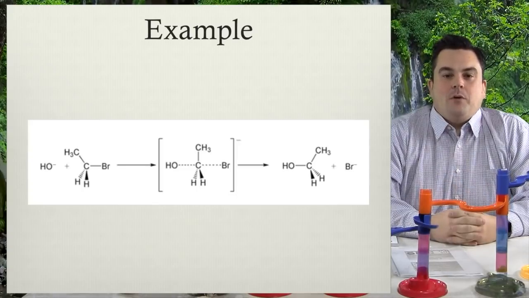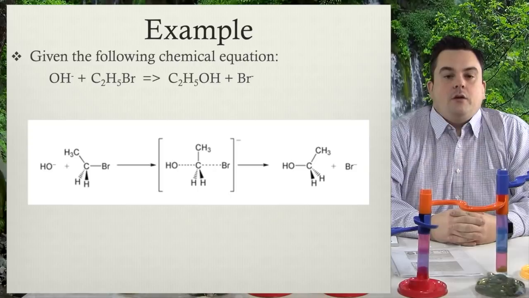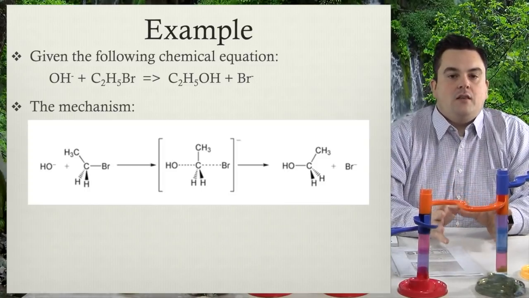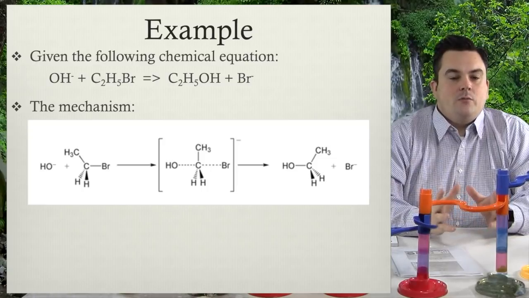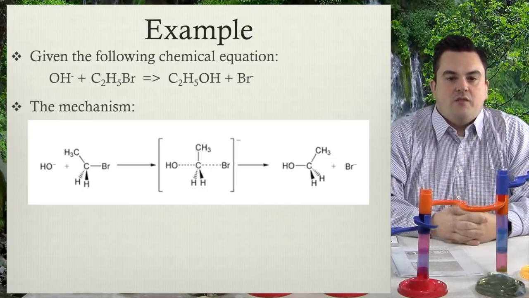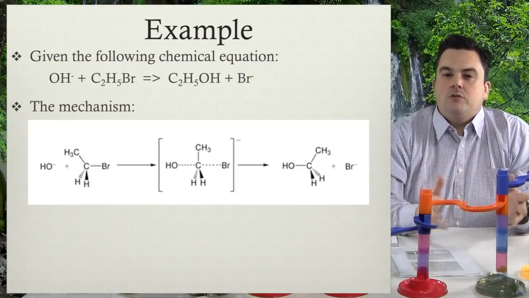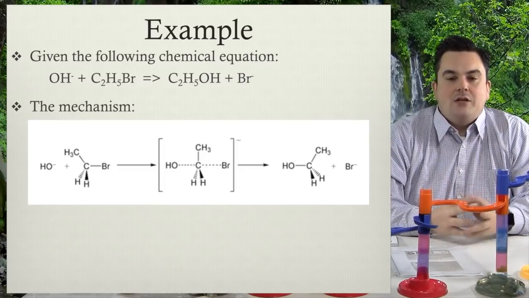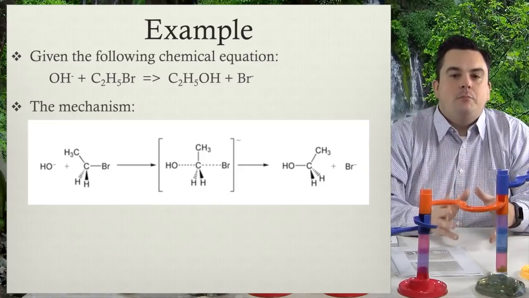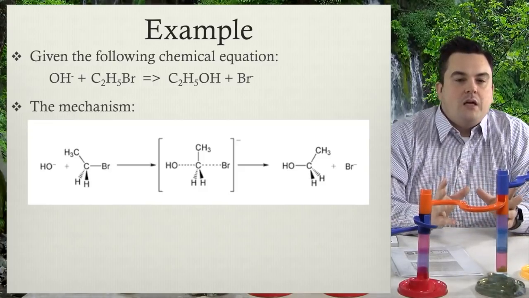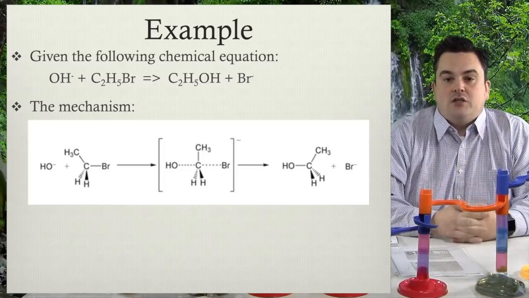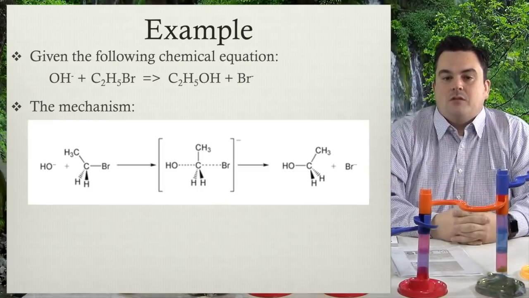We're going to take a look at an example of a mechanism. Given the following chemical equation, OH- plus C2H5Br yields C2H5OH plus Br-. If we take a look at the image of this chemical reaction, we can see the reactants, OH- and the C2H5Br on the left. Now in the middle is what you don't typically see in a chemical reaction. This is the mechanism. It's in brackets, and as you can see, that OH- is beginning to bond with that central carbon atom, and the Br is starting to unbond from that central carbon atom. So then we get our products of the C2H5OH, and the Br- is now separate.